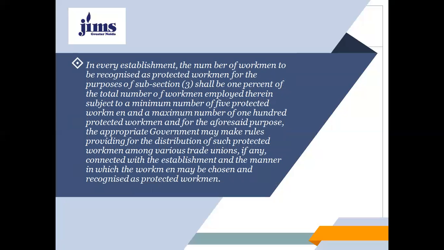And in every establishment, the number of workmen to be recognized as protected workmen for the purpose of subsection 3 shall be 1% of the total number of workmen employed therein, subject to a minimum number of 5 protected workmen and a maximum number of 100 protected workmen. For the aforesaid purpose, the appropriate government may make rules providing for the distribution of such protected workmen among various trade unions, if any, connected with the establishment, and the manner in which the workmen may be chosen and recognized as protected workmen. So this is something very important, that who would be treated as a protected workman.